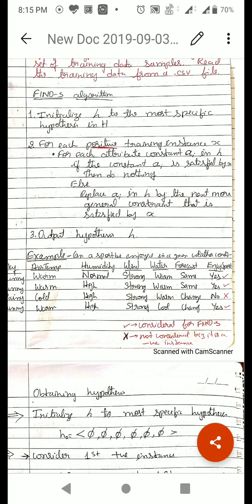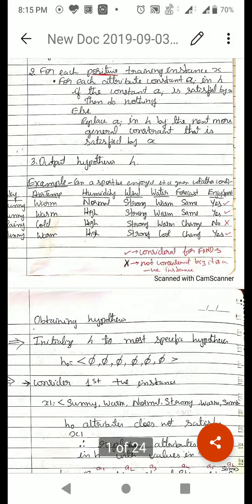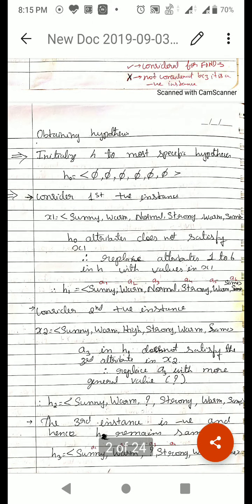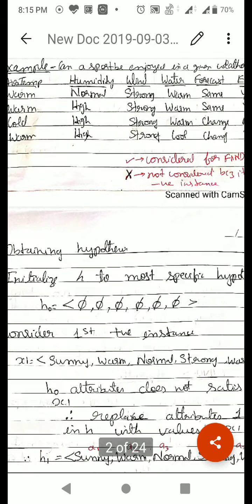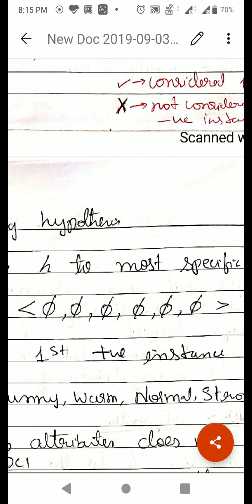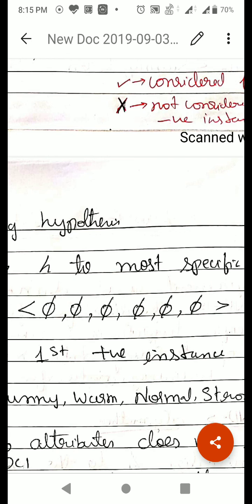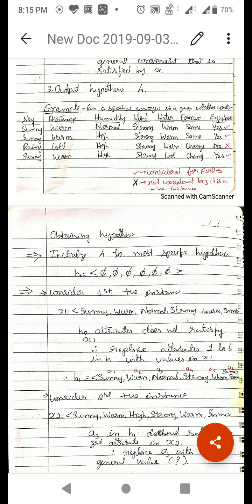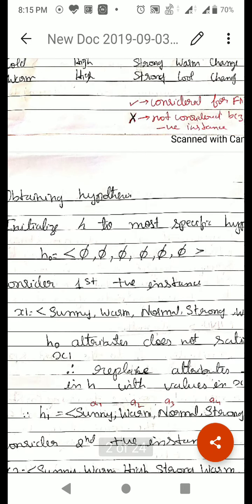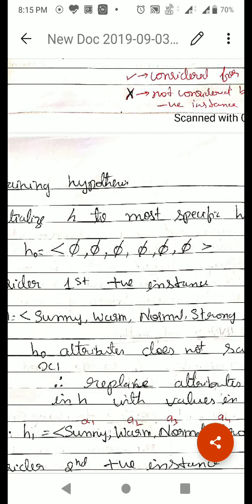So here the algorithm starts with the hypothesis null. So the hypothesis has the same number of values equal to the number of attributes. How many attributes are there? There are 6 attributes in the table. So we have 6 values for the hypothesis.